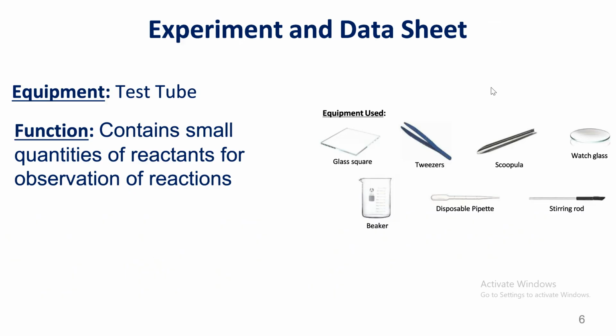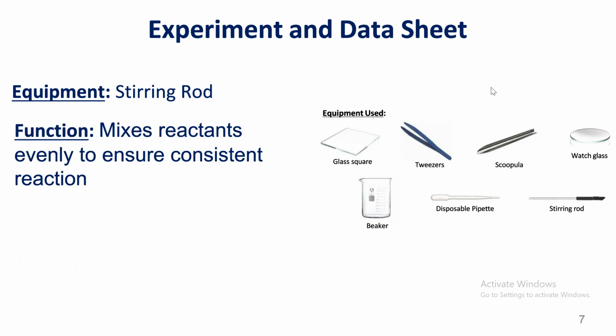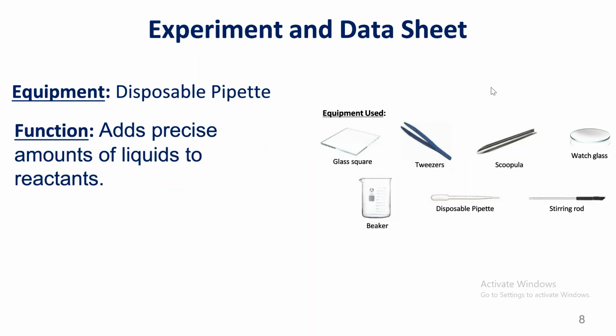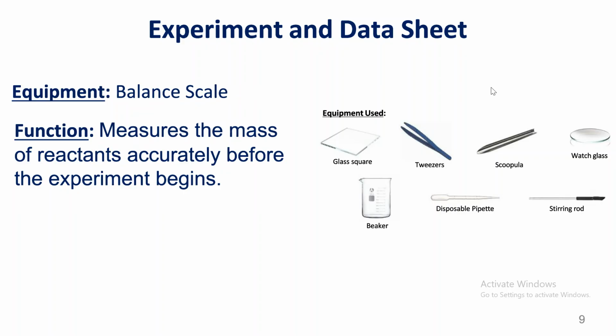Today, we will be putting liquids in test tubes and seeing whether or not we are going to get a solid precipitate. And we are going to do so by using a stirring rod. The stirring rod mixes reactants evenly to ensure consistent reaction. Also, we'll be using the disposable pipette, which is going to add precise amounts of liquids to reactants. And we will be using a balance or scale. The balancing scale is to measure the mass of reactants accurately before the experiment begins.